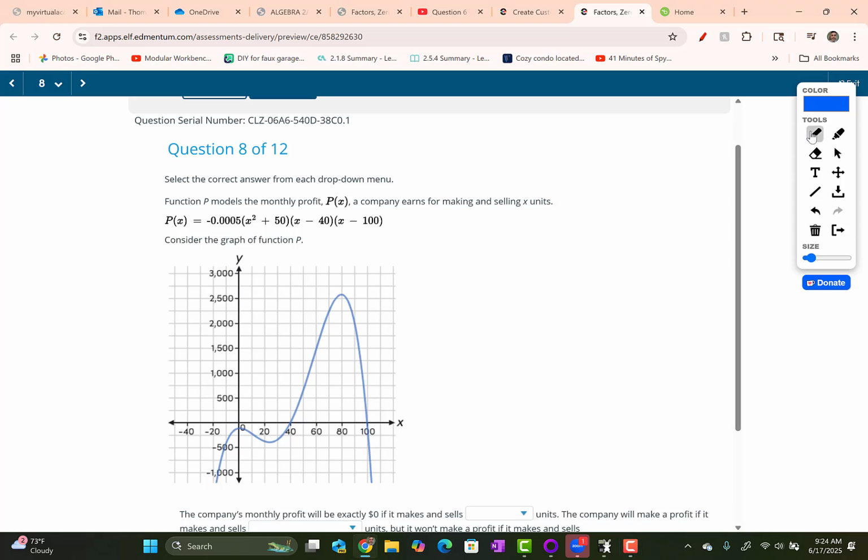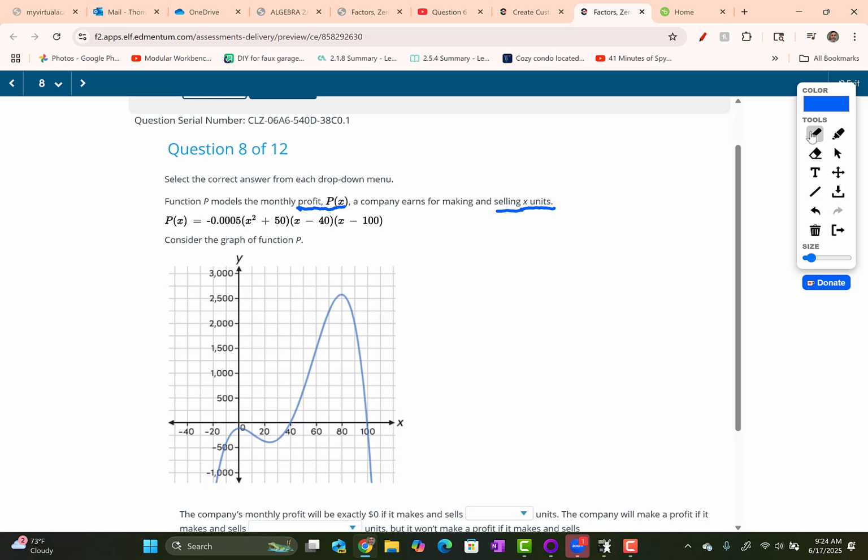Question 8. Function P models the monthly profit. I'm going to underline that. Profit represented by P of X. A company earns for making and selling X units. So X stands for the number of units they sell. And they give us this long equation, P of X equals, I won't read all of that to you.